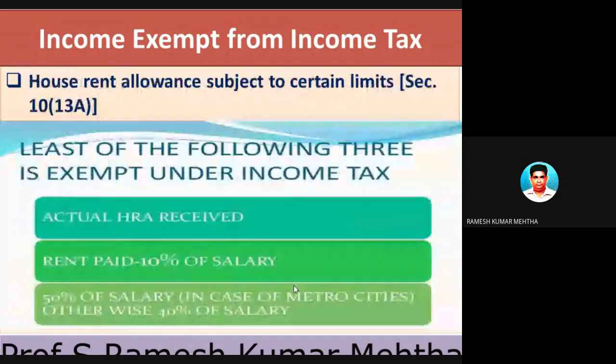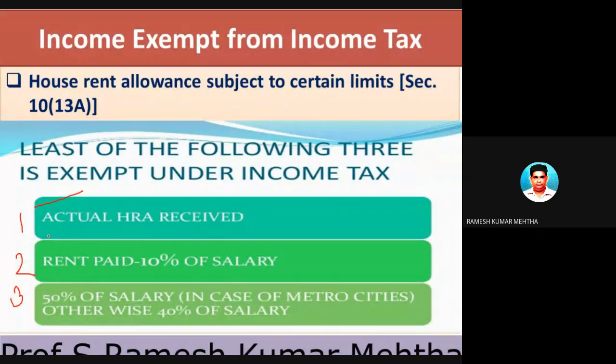So let's talk about HRA: how much is taxable and how much of the amount is exempted from tax under section 10(13A). The least of the following is exempted from tax. We have done so many problems as far as HRA is concerned under the head income from salary.